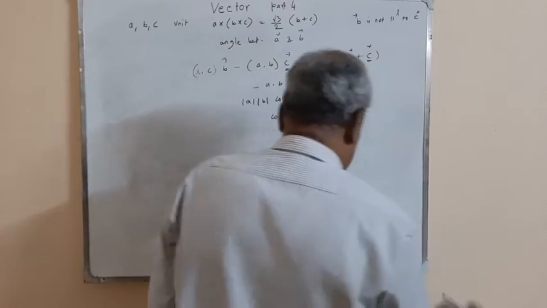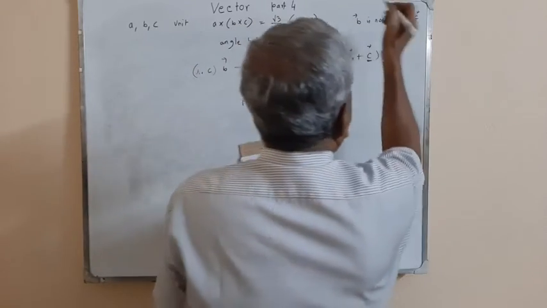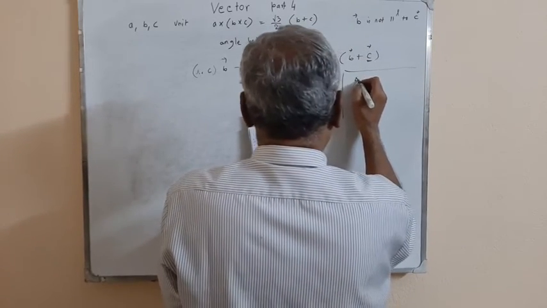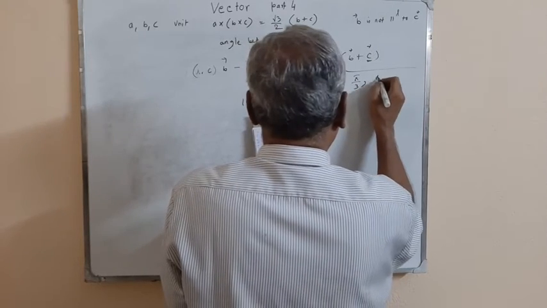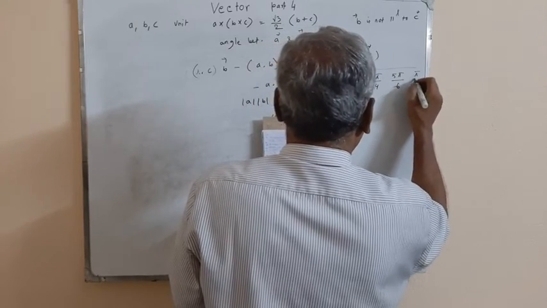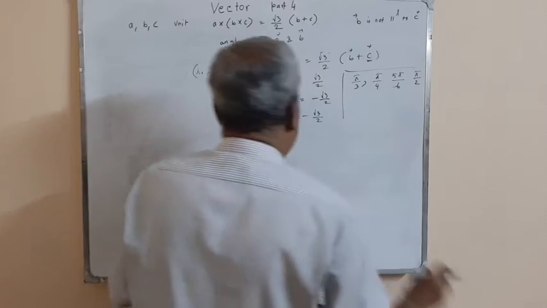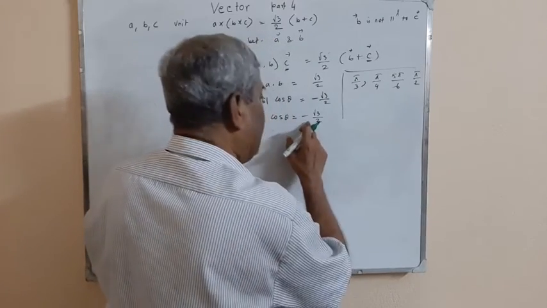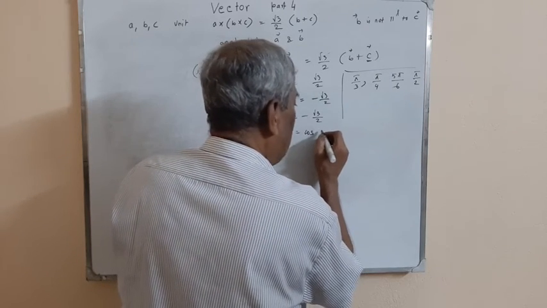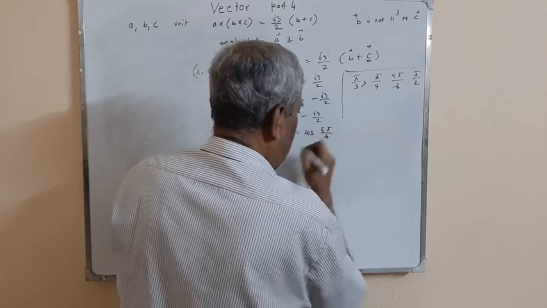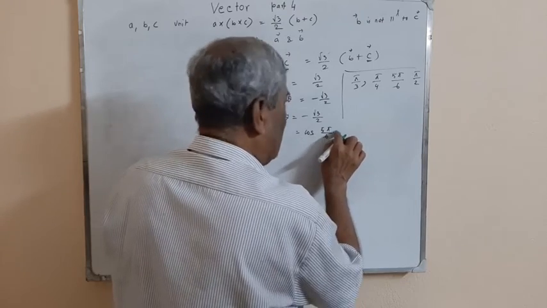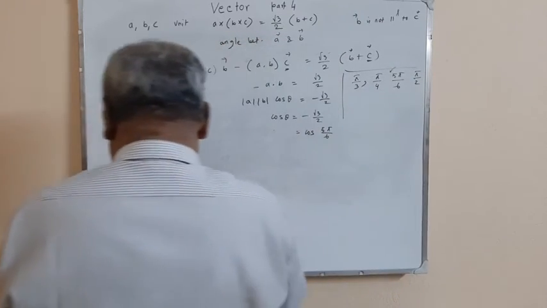Options are not given, so I'm giving options here: 5 pi by 3, pi by 4, 5 pi by 6, and pi by 2. Now cos theta is equal to that. It is negative, so it lies in the second quadrant. It is equal to cos of 5 pi by 6, that is pi minus pi by 6. So theta is equal to 5 pi by 6. So this option is correct.